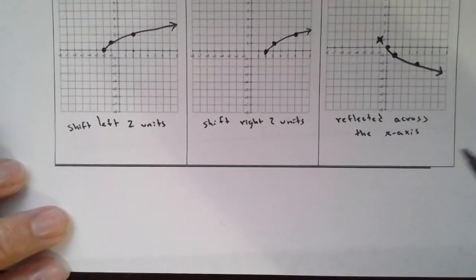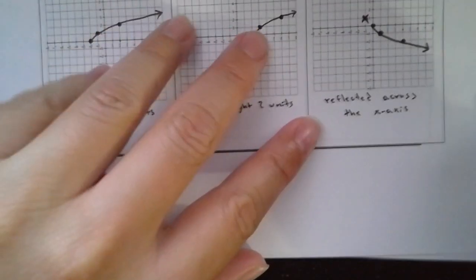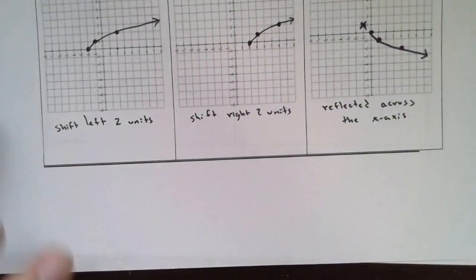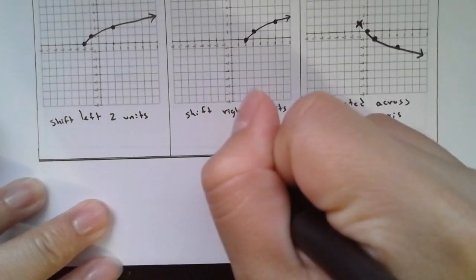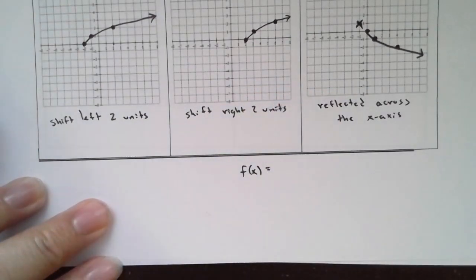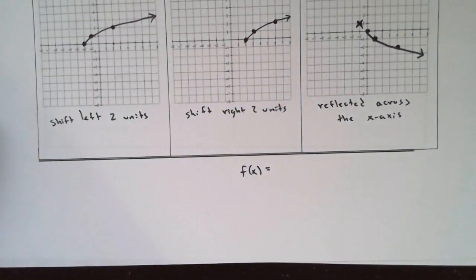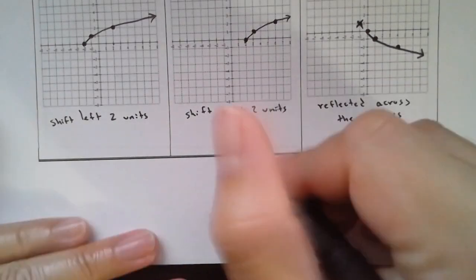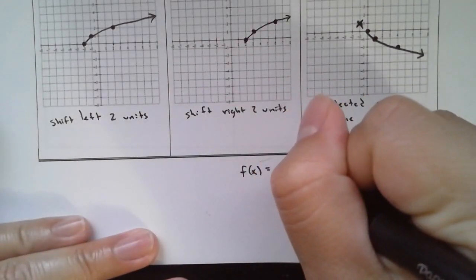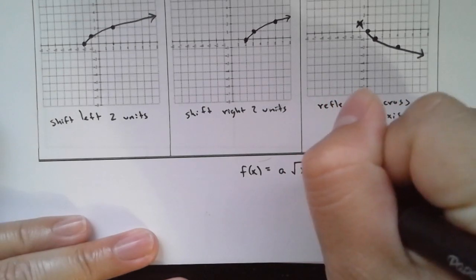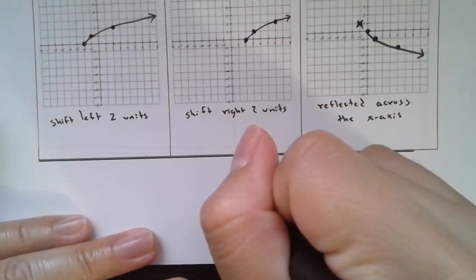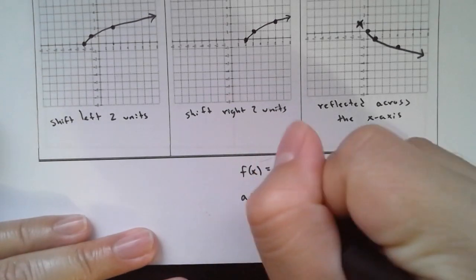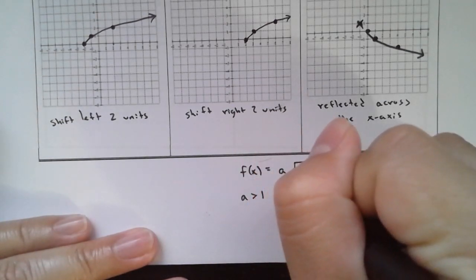Okay. Now let's pause here and recall. Some of you might be like, this is familiar, why are we doing this again? Because it should be familiar. We did this. Recall that the basic function for transforming, at least for square roots, was a times the square root of x minus h plus k. And recall that if a was greater than 1, we had a vertical stretch.